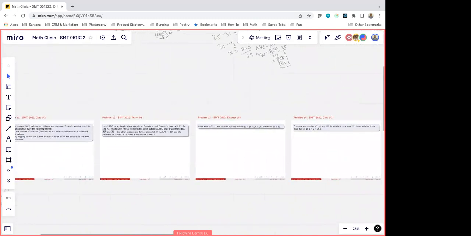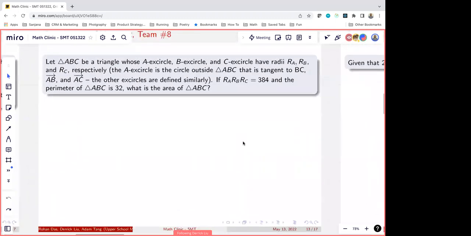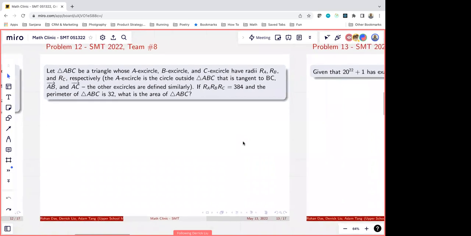Okay, for the last problem, we'll be going over number 8 on the SMT team round. So for this question, it's another geometry question. We are given a triangle with 3 x circles and the product of the radii of the x circles. And then we are asked to find the area of the triangle.